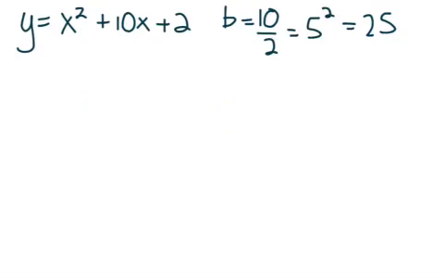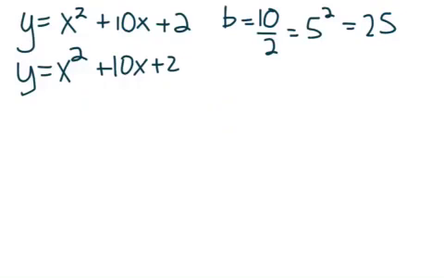So I start writing it again. I say y equals x squared plus 10x, and then to make it a perfect square, I need this 25. So after the 10x, I add 25, and I then subtract 25. The reason why I have to subtract it is I need to keep this as the same equation. So if I add something, I also have to subtract it. And then I bring down the plus 2.